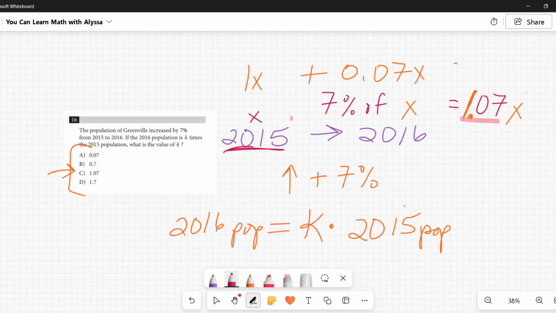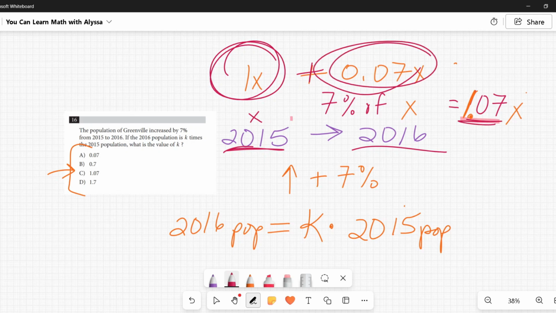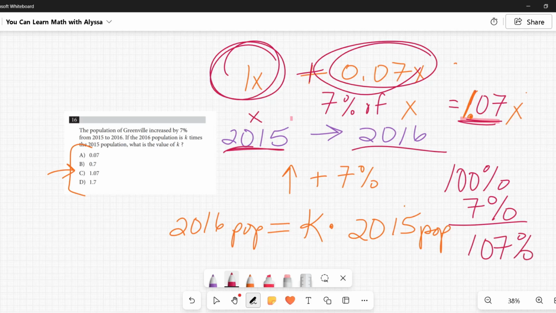So the population in 2016 is that original population plus 7% of the population. There's where that 1.07 comes from. It is 100% of the original population plus 7% more. That is 107%, which if we write that as a decimal is 1.07. That's where that comes from. And that's why it works every single time, regardless of what that starting population is.